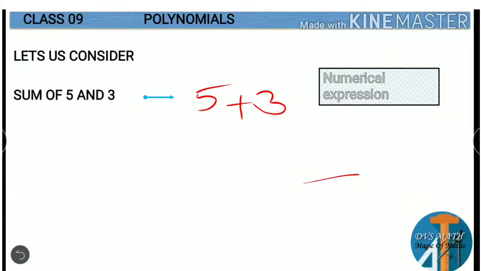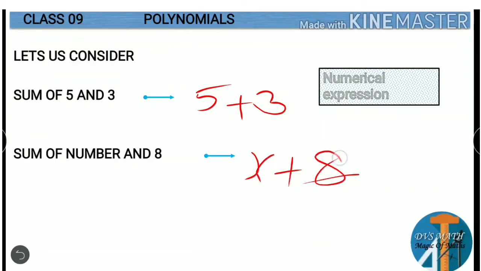In the same way, if we consider another statement, sum of a number and 8. Here they didn't give two numbers, they just said one number and 8. So here we don't know the first number, we know the second number is 8. So now if we express it, we write x plus 8, right?